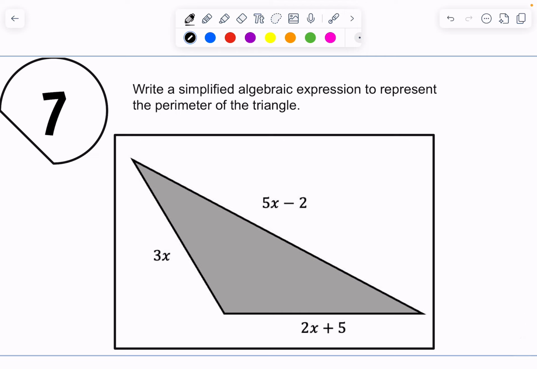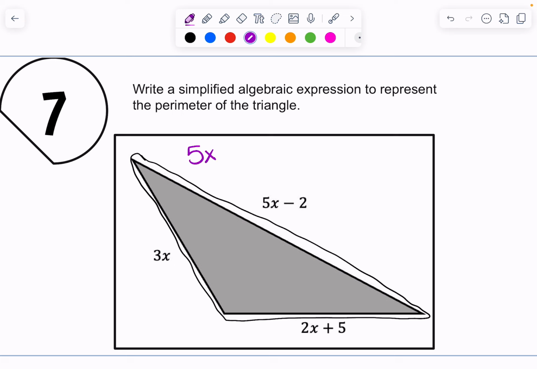This one looks a little bit different. It says write a simplified algebraic expression to represent the perimeter of the triangle. Perimeter is the distance around a shape. So imagine either running around the triangle, if you had to run around the entire shape, or you could also think of building a fence around that entire shape. Whichever way you think of it, to find the perimeter, we need to add up all of our sides.